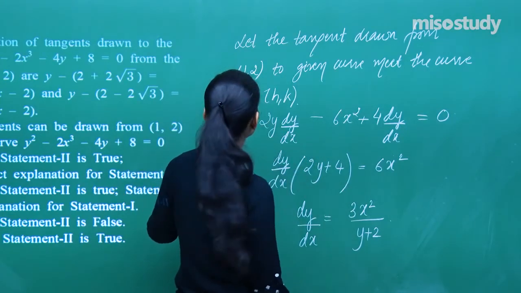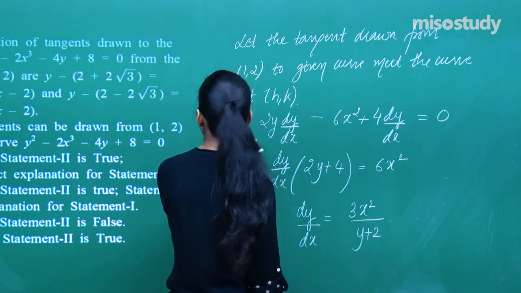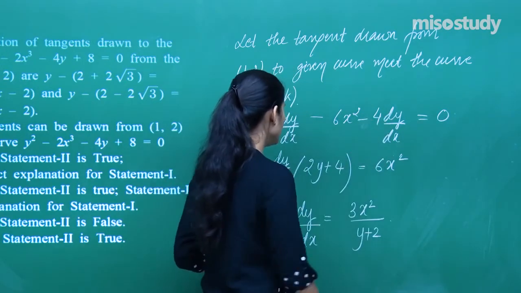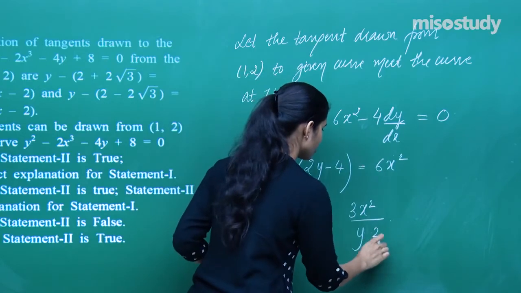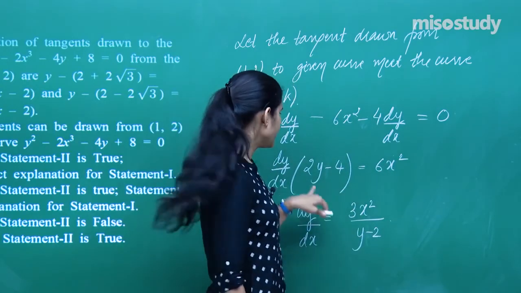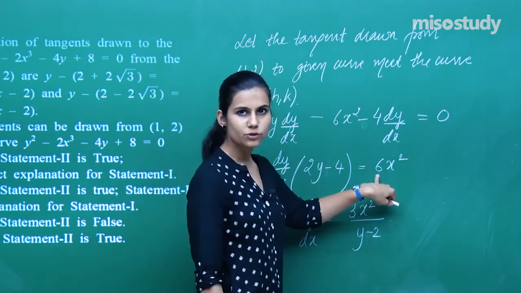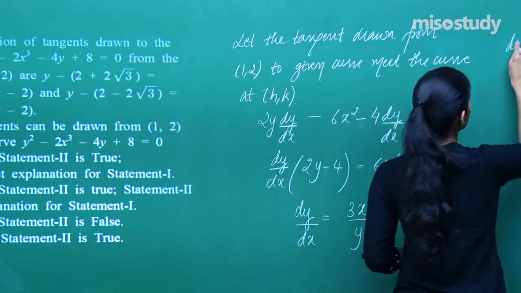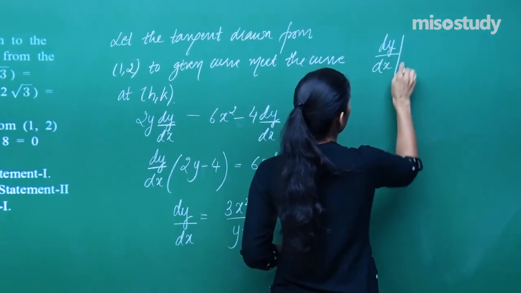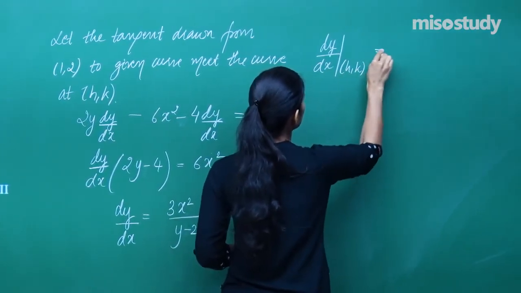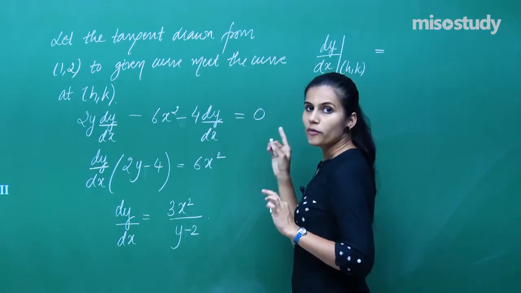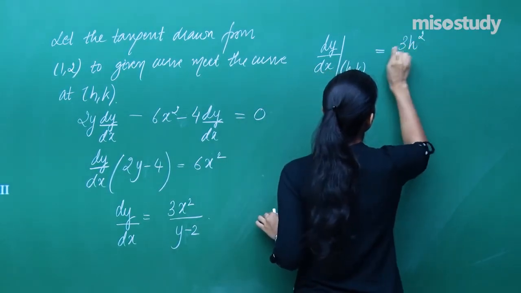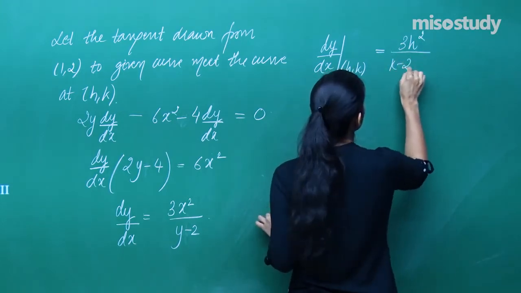So you have 2y dy by dx minus 6x square, this is minus, not plus, this is minus. So here also this is minus and here also this is minus. It's like 2 comes out common, so 2 and here you get 3, so you get 3x square upon y minus 2. So therefore dy by dx at the point h comma k, this is nothing but the slope of the tangent to the given curve at the point h comma k becomes 3h square upon k minus 2.